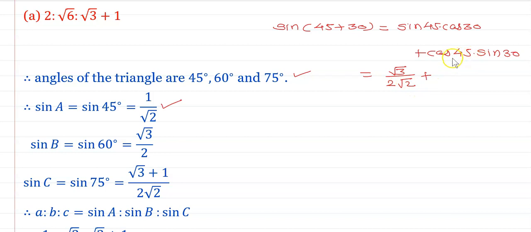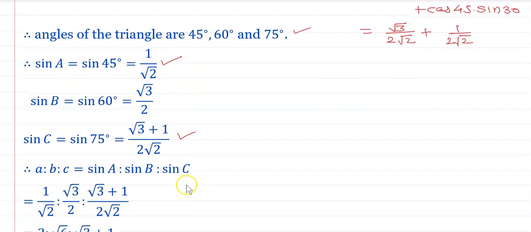Similarly here, cos 45 is 1 by root 2. Sin 30 is 1 upon 2. And overall, you will get again 1 upon 2 root 2. And if you add it, then you will get sin of 75 is root 3 plus 1 upon 2 root 2. Okay.